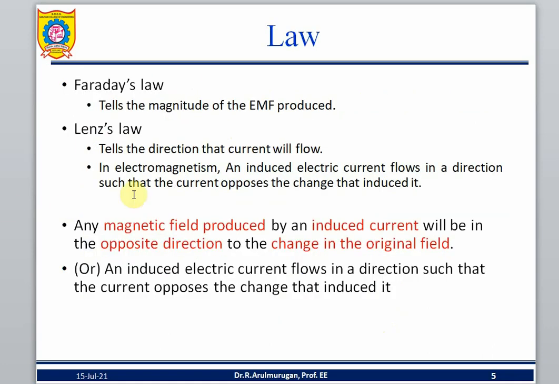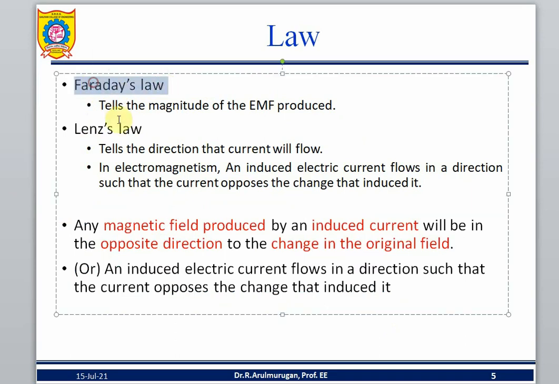The next topic is the laws. There are two laws: one is Faraday's law, the second is Lenz's law. Faraday's law of electromagnetic induction is the principle on which the transformer operates. Faraday's law tells the magnitude of the induced EMF.